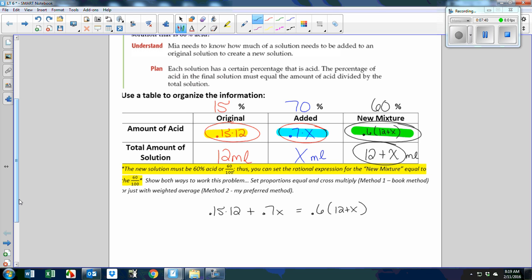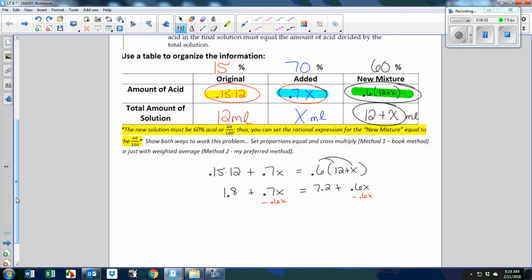So distribute your 0.6, and you would get 7.2. So 7.2 plus 0.6 times x. 0.15 times 12 is 1.8. And given the 0.7x and the 0.6x as options, I've got to get them on the same side, so I'm going to subtract the 0.6x, leaving me with 0.1x.